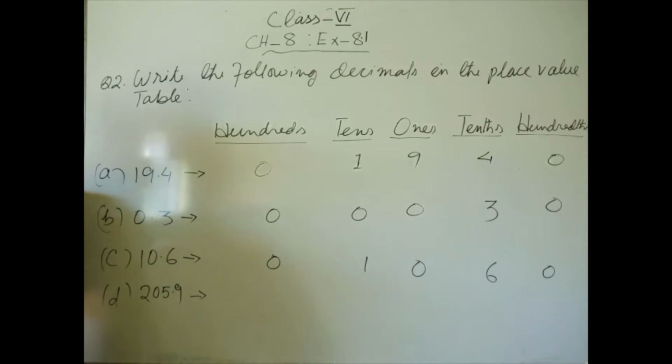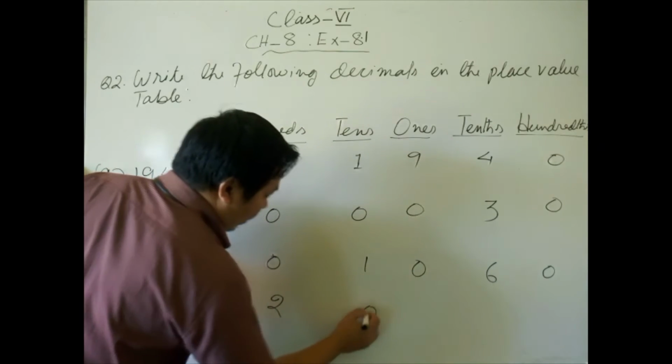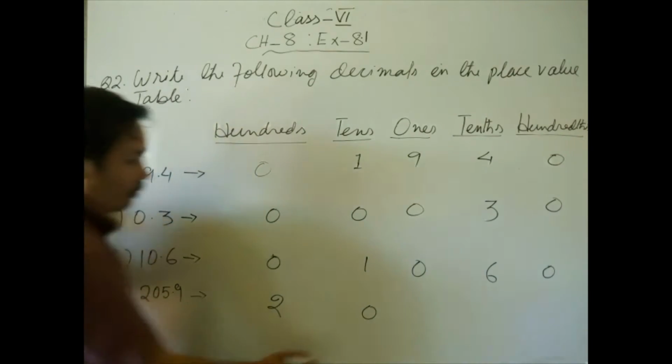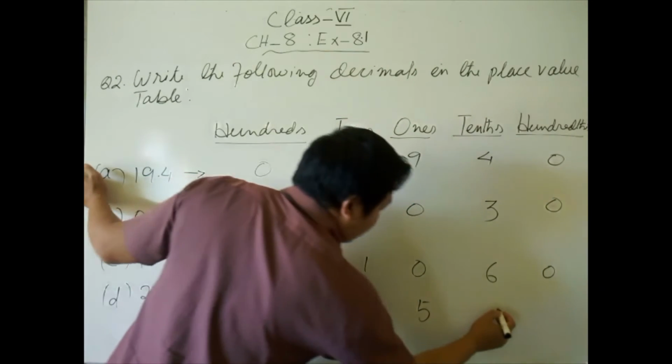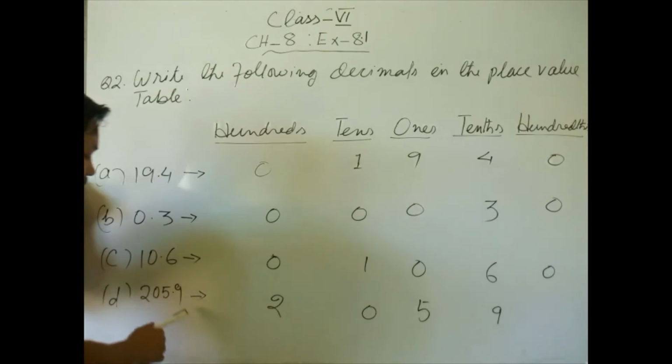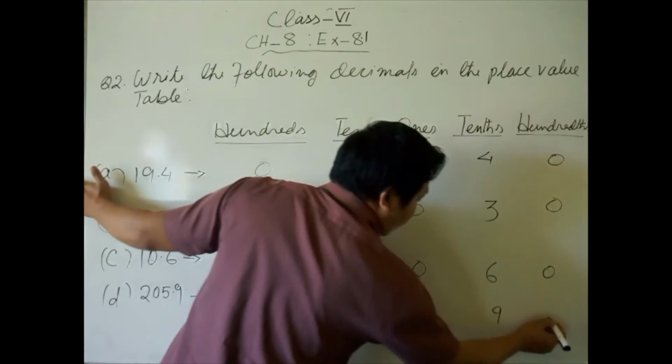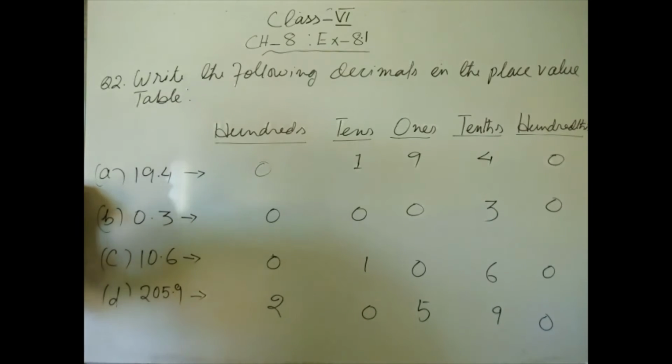Okay. And the next one is the decimal number 205.9. So, how many hundreds are there? 2 hundreds are here, so I write 2 here. And how many tens are there? 0 tens, write 0 here. And how many ones are there? 5 ones, so 5 here. And how many tenths are there? 9 tenths. Okay. How many hundredths? No hundredths, 0. So this is the answer, and the numbers to be filled in the place value table. Okay. So this is the answer for question number 2, and now let's go to question number 3.